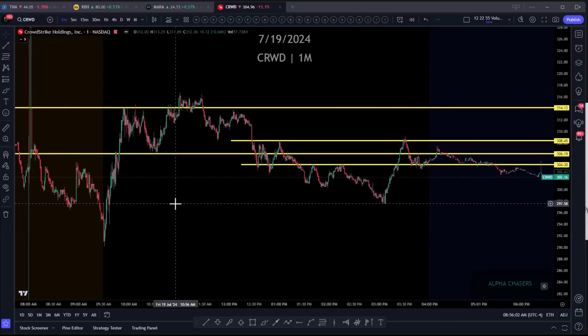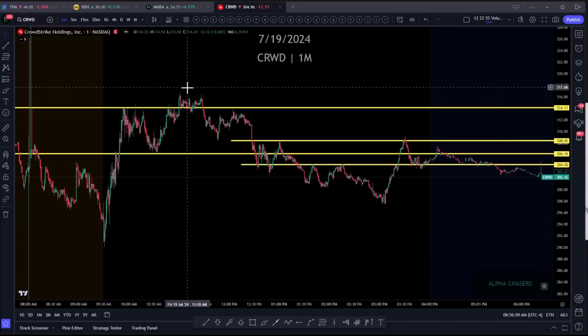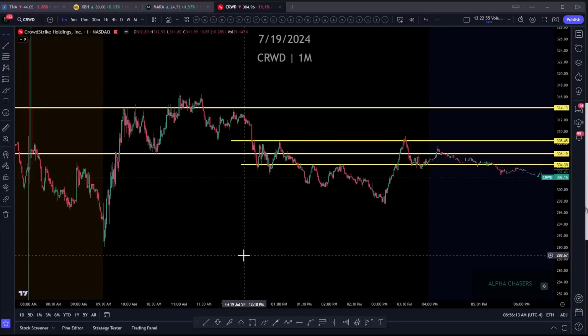Now, does this fit the criteria of what I just went over? No. But it depends on your time frame. If you're day trading, this was a monster day trade. If you're trying to swing trade this, do you want to be swing trading something that is not in an optimal sector and not in an optimal index at this time? Probably not. That's it.